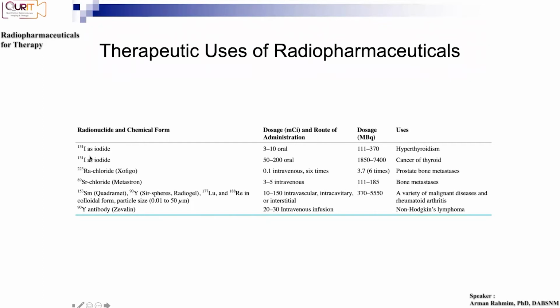Also, just to give you some examples, here's iodine-131, which could be taken for cancer of the thyroid, or for other conditions like hyperthyroidism. These are taken, for example, orally, but often radiopharmaceuticals are given intravenously. They're injected. There are many different applications. Radium-223, I think one person mentioned this in one of our first lectures, is given for bone metastases. Strontium-89 is also used for bone metastases. Some of these are historical, some are more recent. Then you've got samarium, yttrium, lutetium, rhenium, with different applications for different diseases.